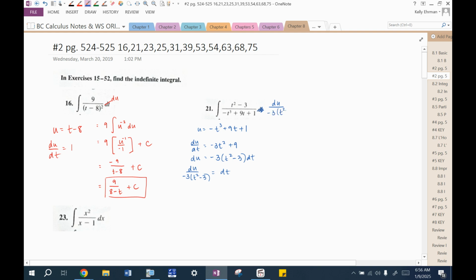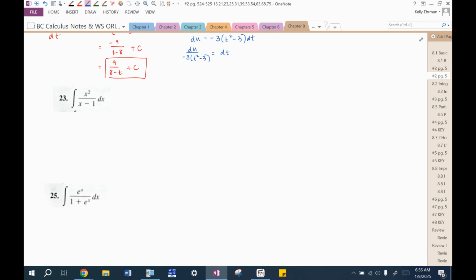And then see how I have the negative 1/3 in here. The t squared minus 3 is going to cancel. So now this is negative 1/3 times the integral of 1 over u du. And so that is negative 1/3 times the natural log of the absolute value of u, which was this expression, plus c. All right, next one.